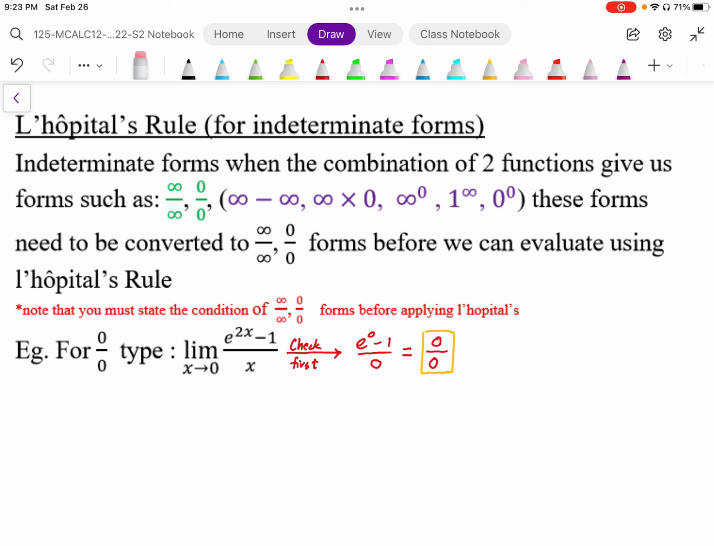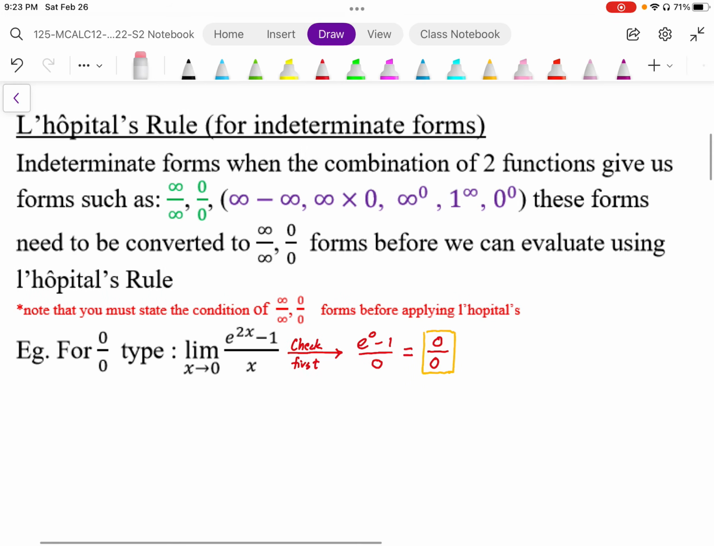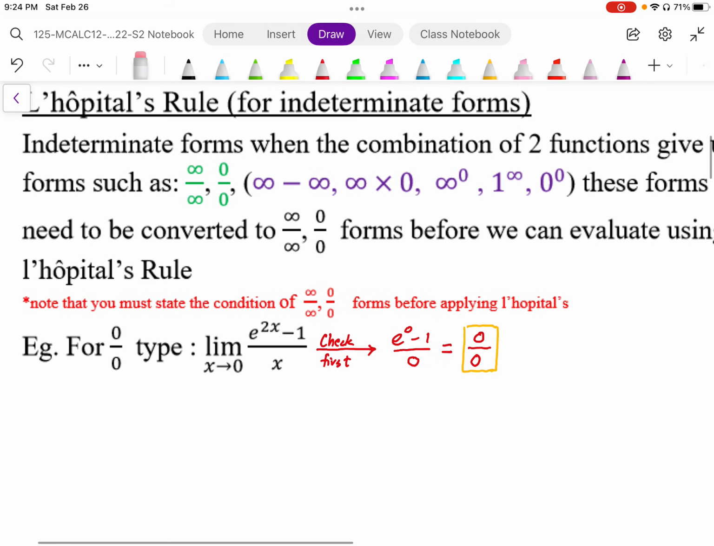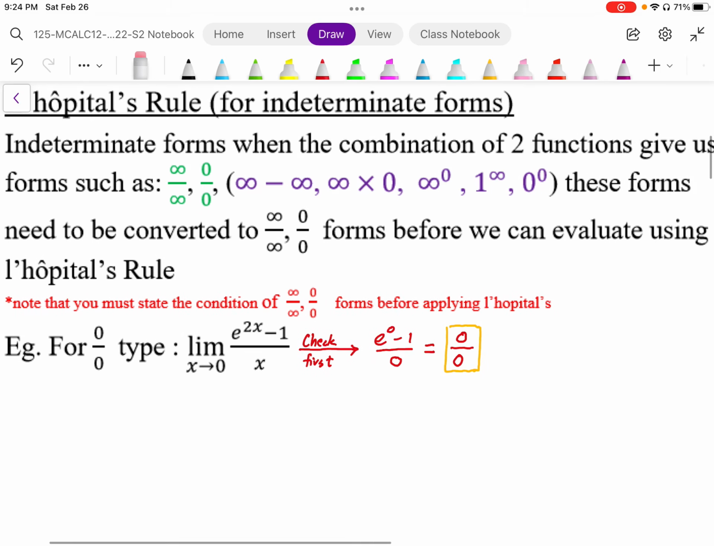What L'Hopital's rule says is that we apply the derivative to the top and to the bottom independently. We don't use the quotient rule. We differentiate the top and we differentiate the bottom. Now, we can only do this if we have the condition of infinity over infinity or 0 over 0.